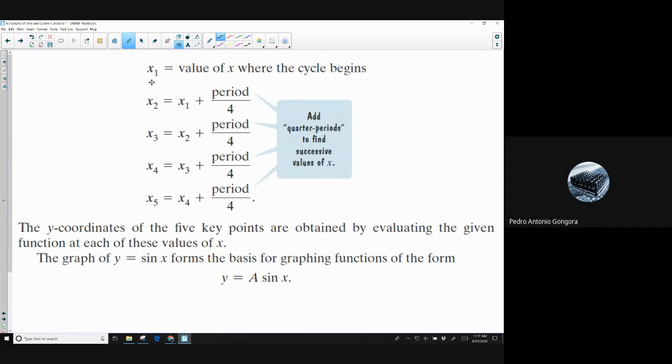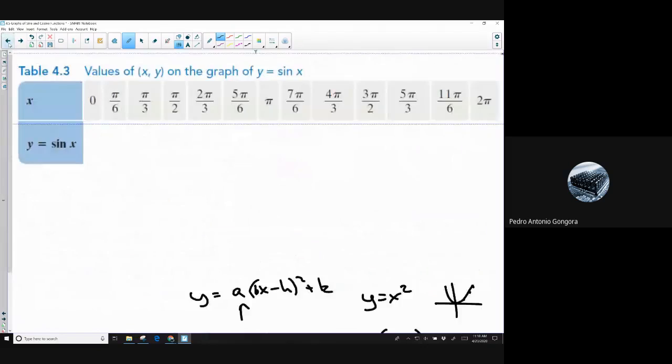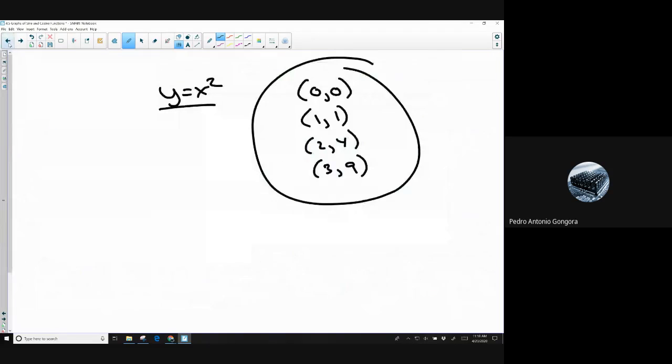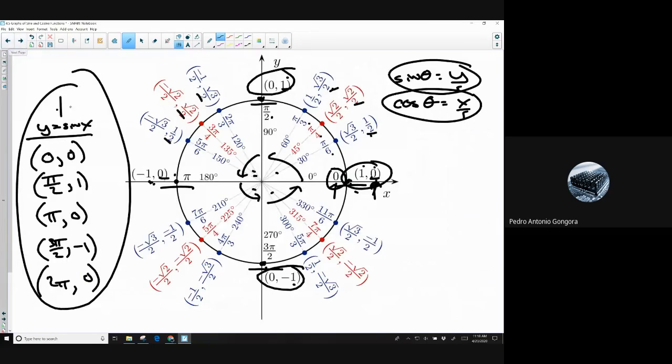So we're going to figure out where the function starts. Then we're going to add quarter periods in order to get where these five key points of the sine function happen, right? Normally, like the parent function, they're just going to happen here, but obviously we're going to change this function around, okay?